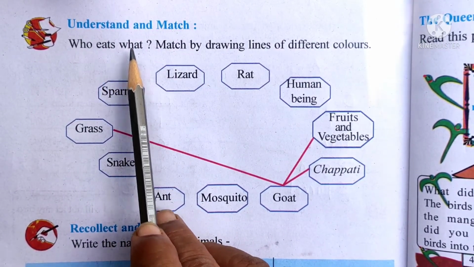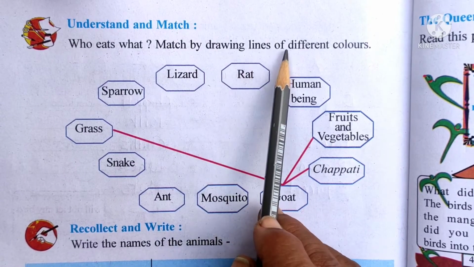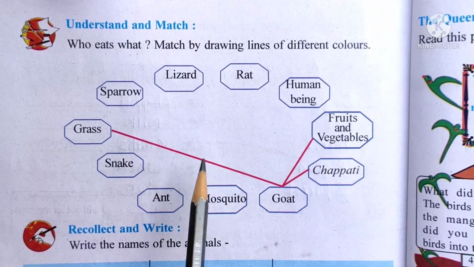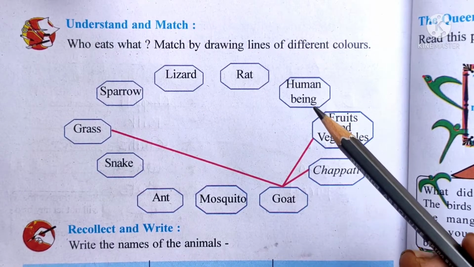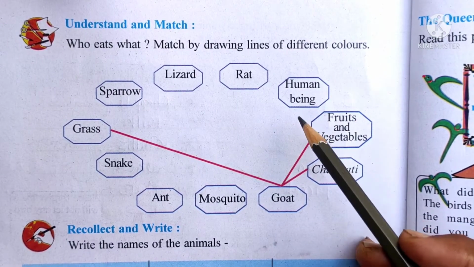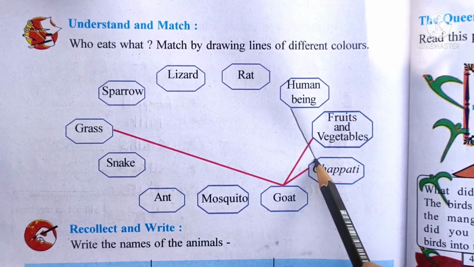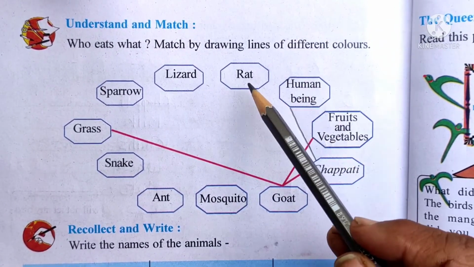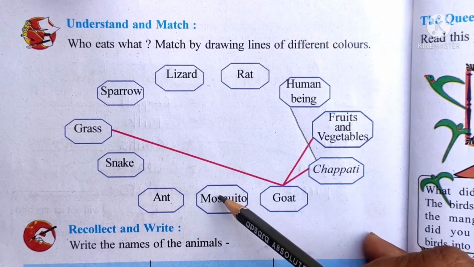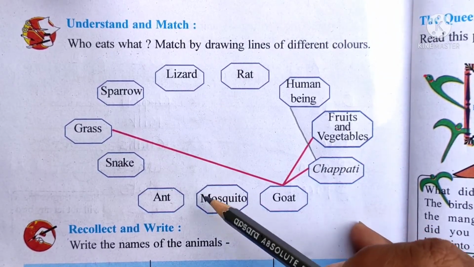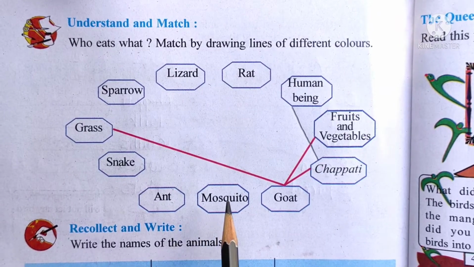Next, understand and match. Who eats what? Match by drawing lines of different colors. Here an example is given with the red color. Here I am using this pencil of black color. It represents grey color. Okay, so human being eats chapati. In the same way, use another color. What does this rat eat? Rat also eats chapati. Then this lizard, mosquito, with a different color, you have to match it with who eats what. Please try to solve it yourself.